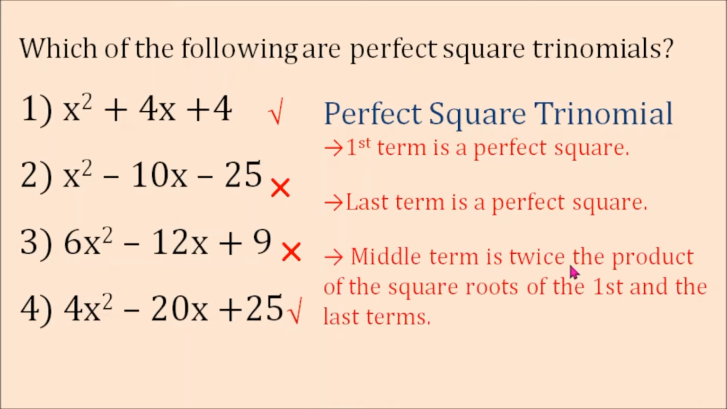Now, the middle term is twice the product of the square roots of the first and the last terms. So here, item number 1, square root of x squared is x, square root of 4 is 2, 2 times x is 2x, then twice it's 4x. So that's why it's a perfect square trinomial. And for item number 4, square root of 4x squared is 2x, square root of 25 is 5, so 5 times 2x is 10x, double it, 20x. That's why item number 4 is a perfect square trinomial.